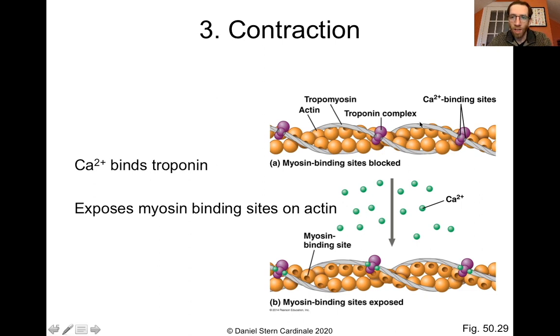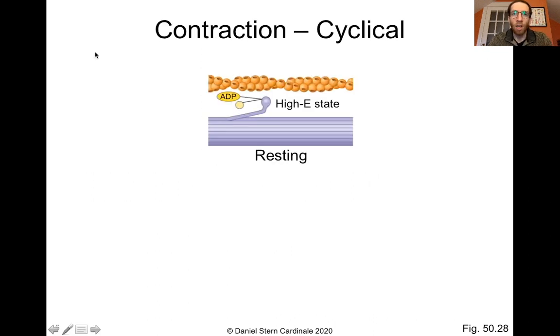So in the resting state, it's like this, where the myosin binding sites on the actin are blocked. And then in the presence of calcium, and these green circles represent calcium, in the presence of calcium bound to the troponin complex, everything shifts, and that exposes the myosin binding sites on those actin monomers. This means we can have an association between the thick and the thin filaments, and muscle contraction within that sarcomere can actually occur. Once we get to this stage, the contraction itself is a cyclical process.